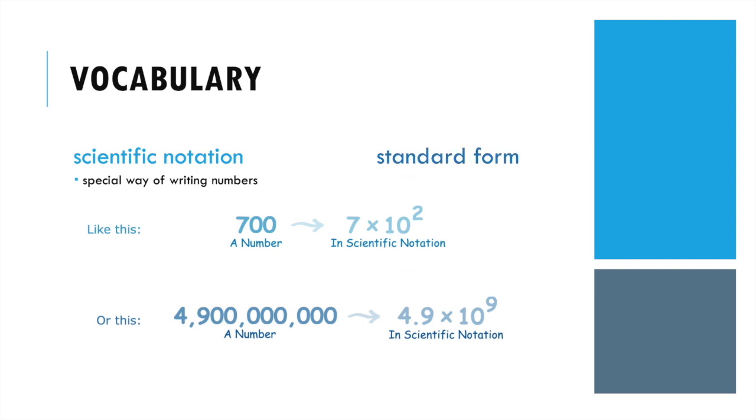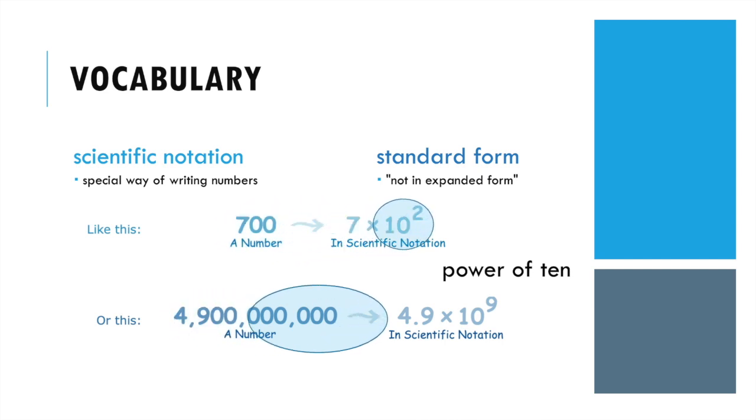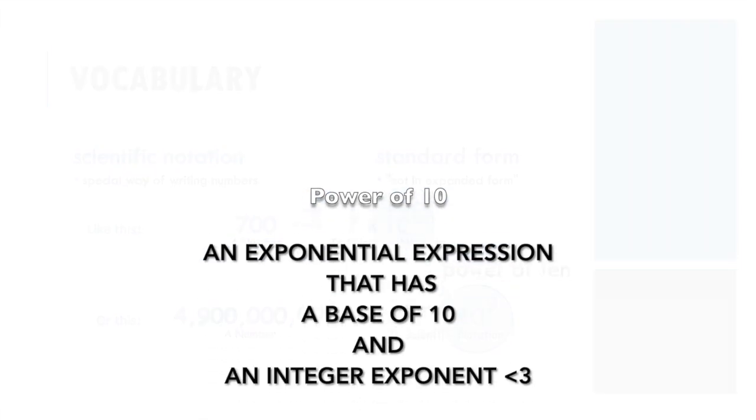Standard form is just not in expanded form. So examples of standard form are 700 and 4,900,000,000. And the last vocab word is power of 10. I'm just going to give you examples of power of 10. The first example is 10 to the second power, and the second example is 10 to the 9th power. So a power of 10 is simply an exponential expression that has a base of 10 and an integer exponent.